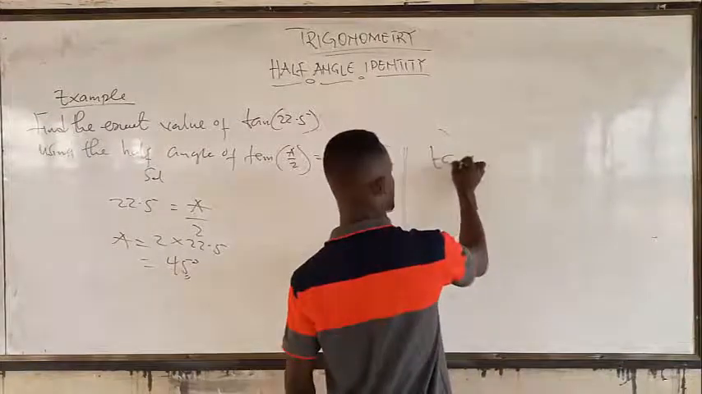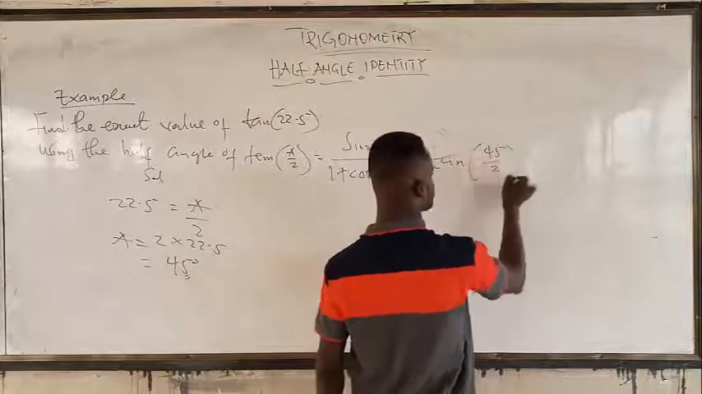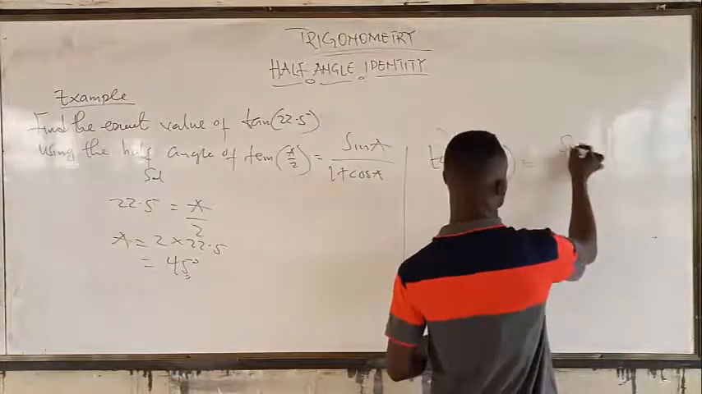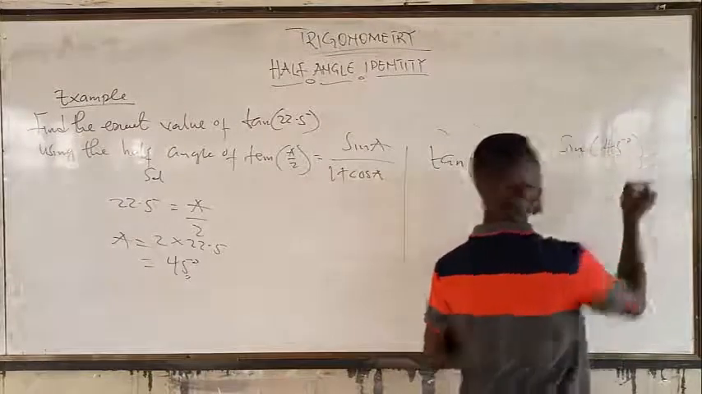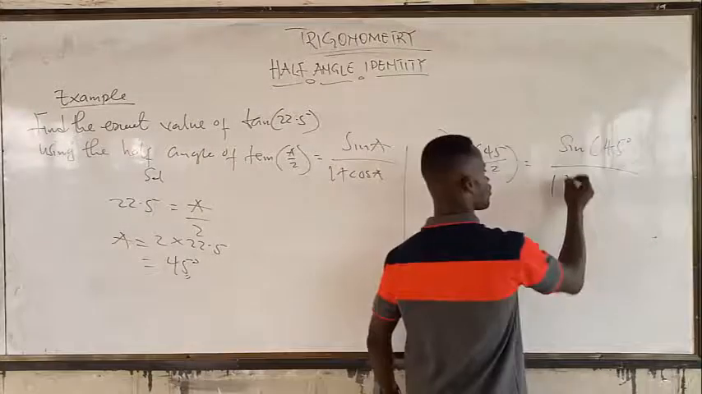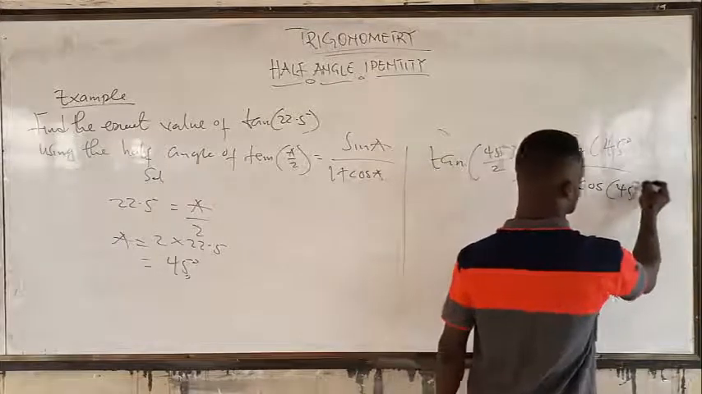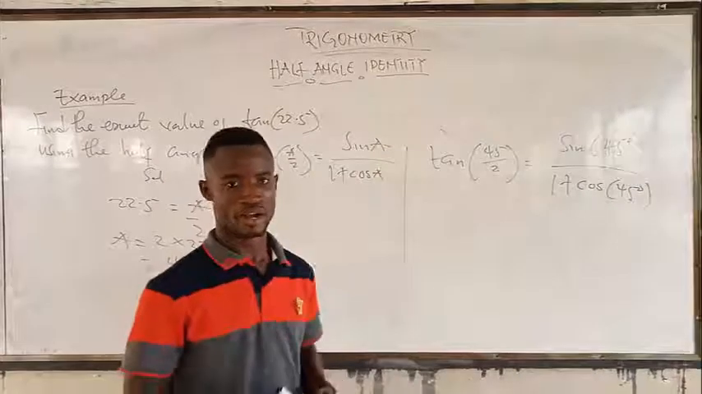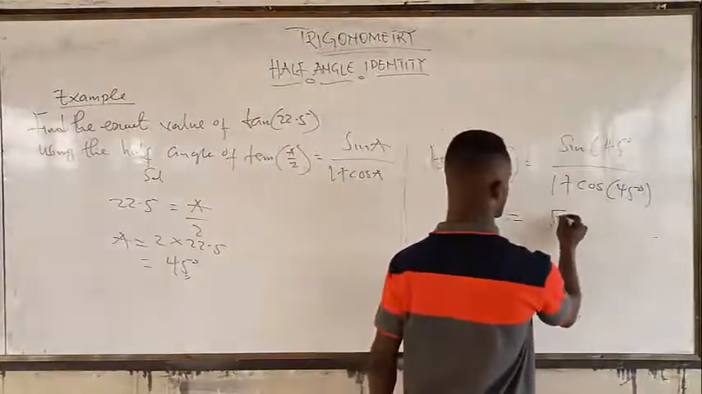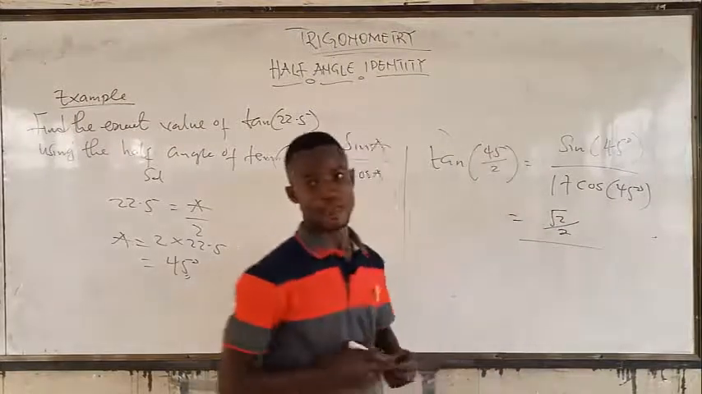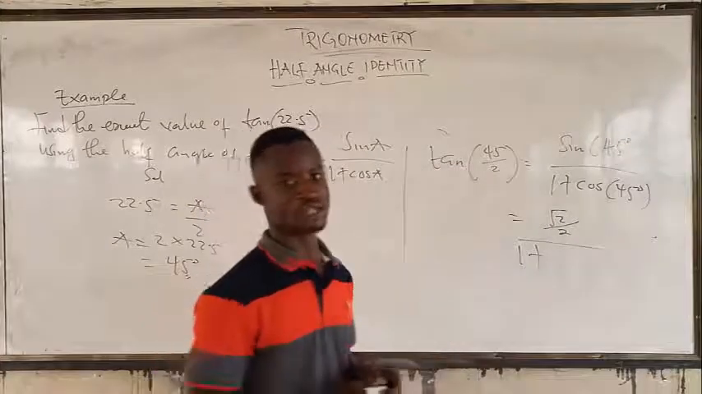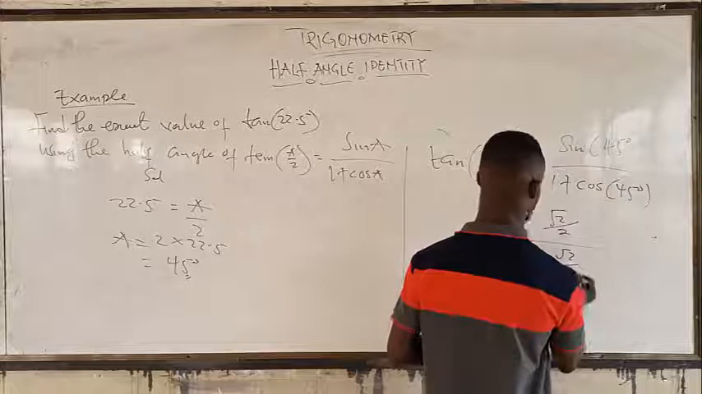So tan 45 over 2 is going to be sin 45 degrees over 1 plus cos 45 degrees. Alright, very good. And we know that sin 45 is square root of 2 over 2, and here 1 plus cos 45 is 1 plus square root of 2 over 2.